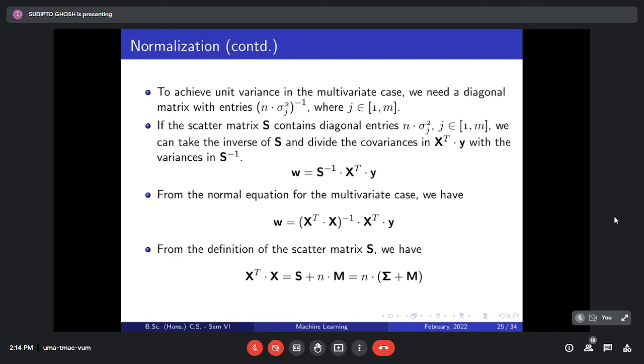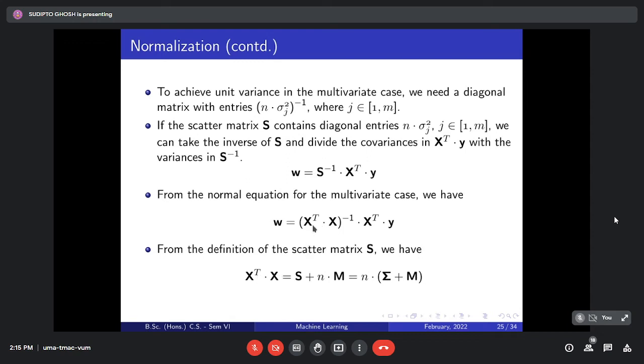And if you compare it with the normal equation, we have X transpose X inverse X transpose Y. And again, I am saying that X transpose X is N times S, where S was N times sigma, or sigma was 1 over N times S. So we can substitute that also. So what does it mean? X transpose X is N times the sum of the squared means. M was the mean square, and this was the covariance matrix sigma. Covariance plus mean times N is my X transpose X.